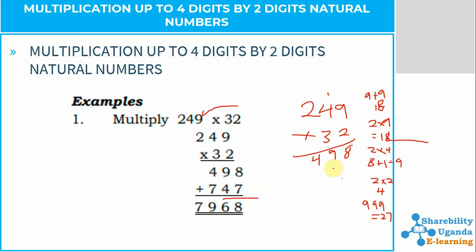So here we shall write in the place of 9. Okay, in the place of 3, we'll say this is going to be our 27. We write 7, and we carry some 2. We say 3 times 4. Okay, 3 times 4 is the same as 4.